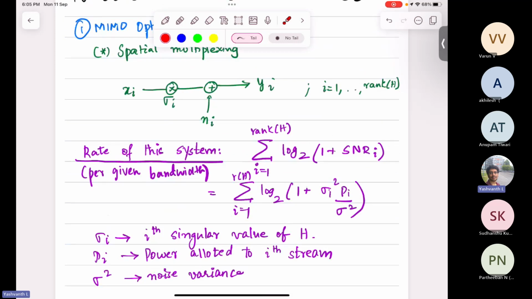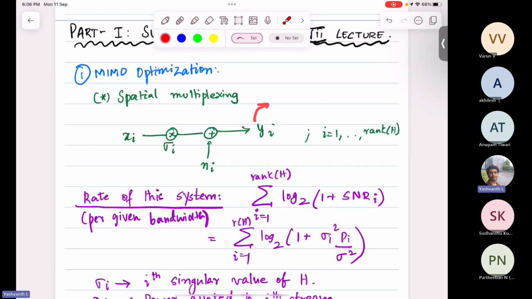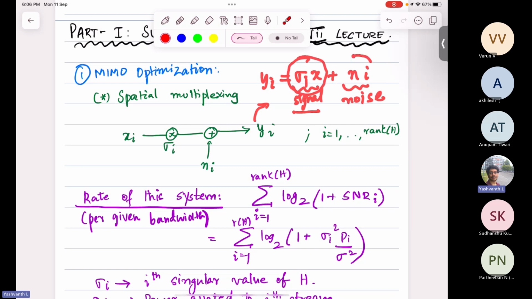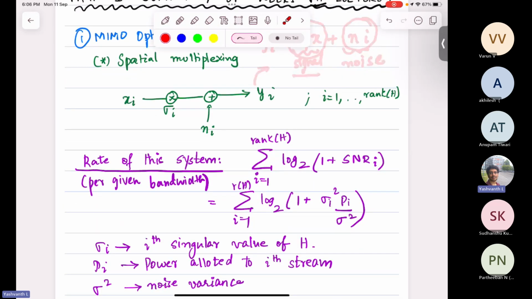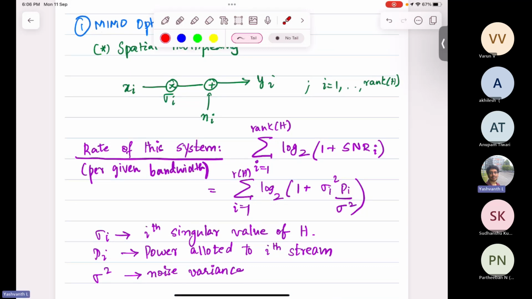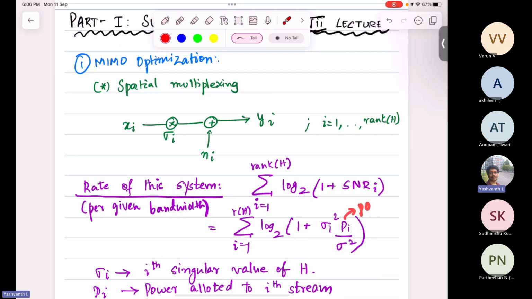And last time we also showed, what is signal to noise ratio? The signal power divided by the noise power. If you see this particular yi, it can be written as sigma i xi plus ni. So this is the signal part and this is the noise part. The signal to noise ratio is the power in the first term divided by the power in the second term. The power in the first term is just sigma i square times the power in xi, where the power in xi is given by pi. That is the power allotted to the ith data symbol. Okay, pi is the power of xi.